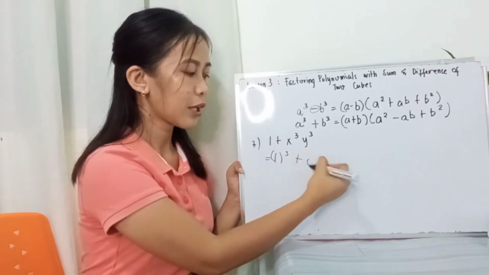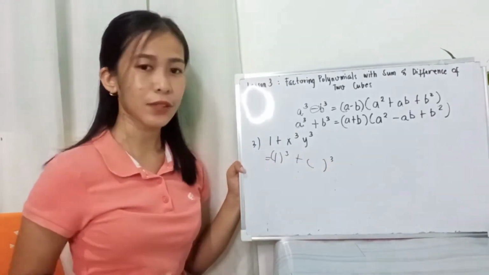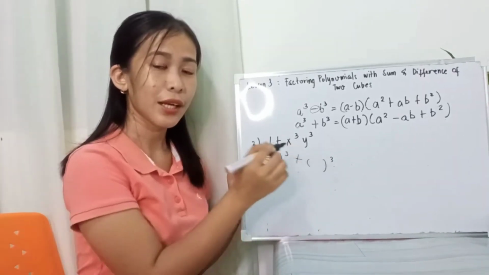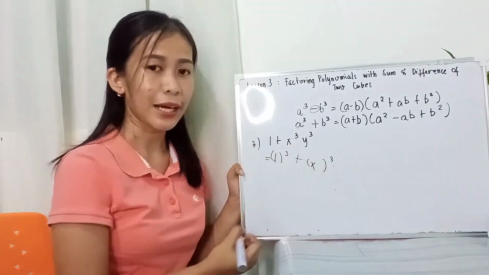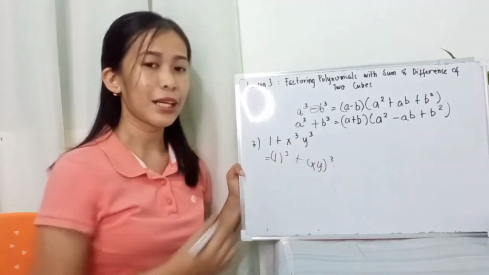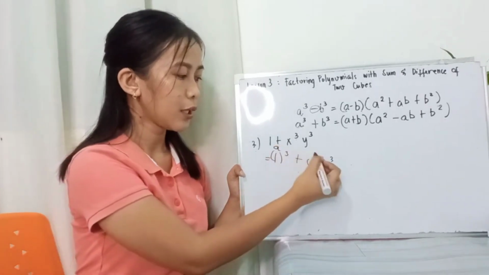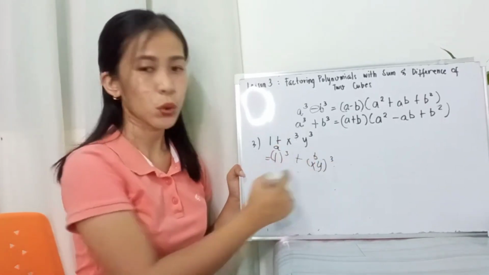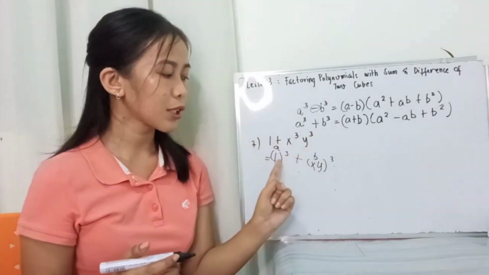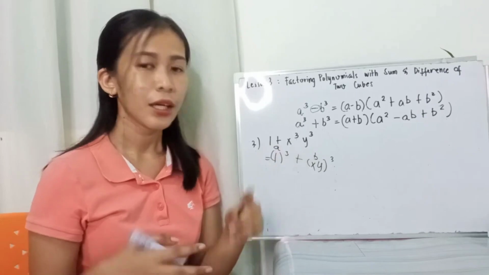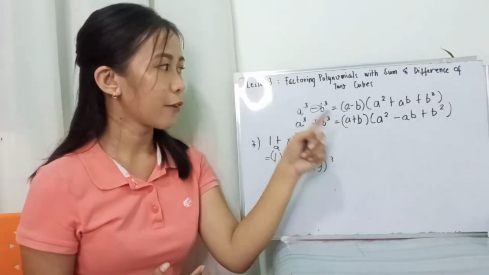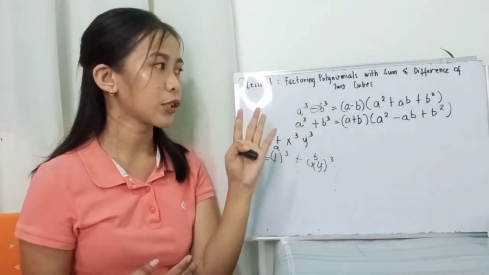And then, express lang natin yung xy to the power of 3. X raised to 3. So, 3 divided by 3, that is 1. Therefore, x na lang yan. And 3 divided by 3 is also 1. Therefore, y na lang yan. And then, of course, we have our a and b. 1 and xy, ang ating a and b. And then, of course, we're just going to substitute the value of a and b na nakuha natin to the rule itself or the form ng ating factoring polynomials with sum and difference of 2 cubes.